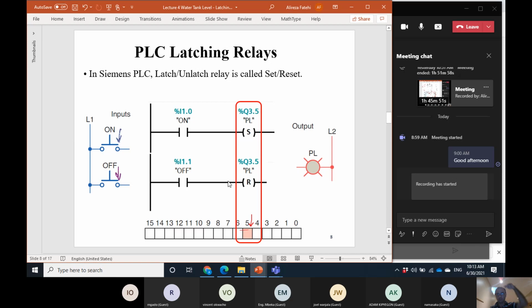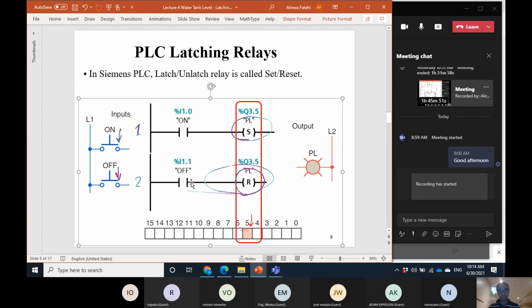What will happen if we push both together? If you push both together, this one tries to set that, and this one tries to reset that. What will happen? The order is important in this case. If the program is like this, with the set first at rung number 1, for example, and the reset at rung number 2, then the reset has priority. At the first rung it tried to set that, but immediately after that, it reset that, so it resets.